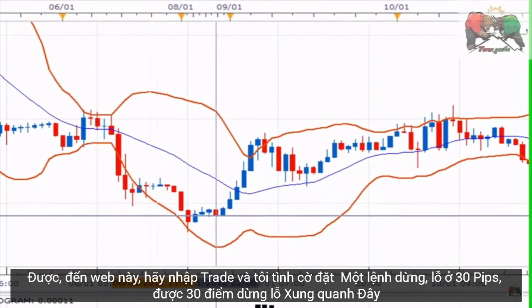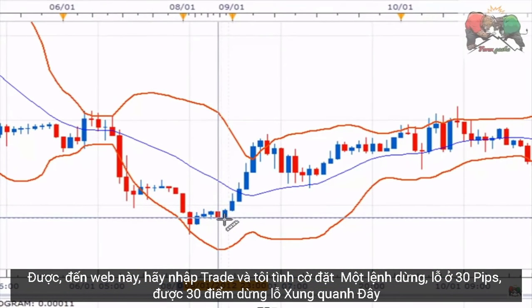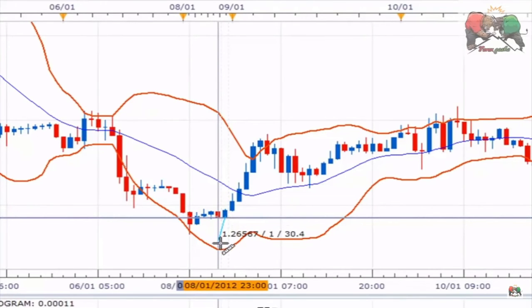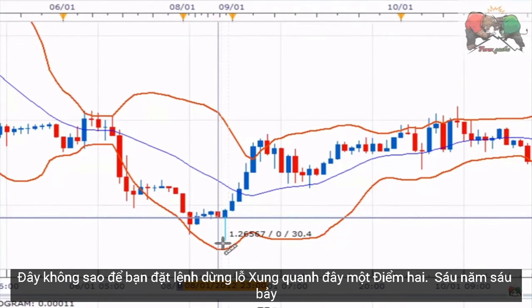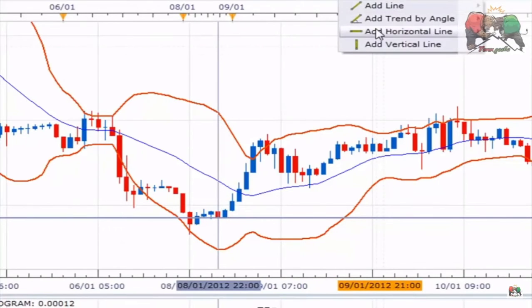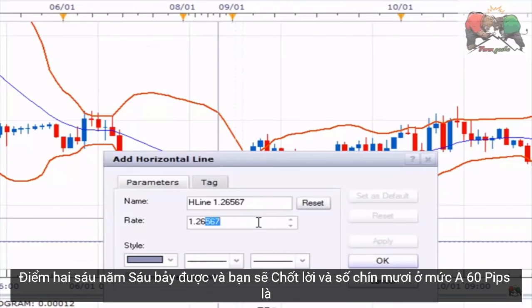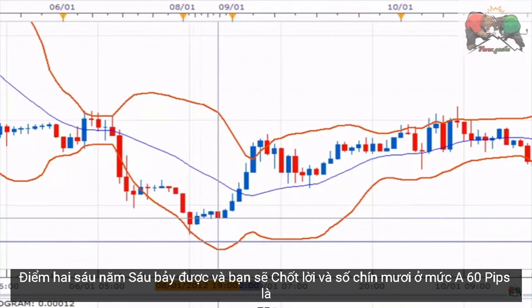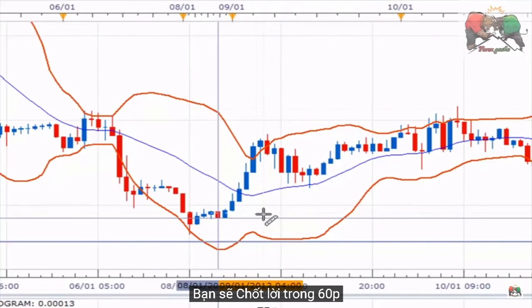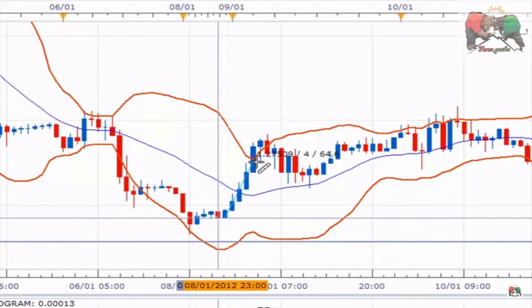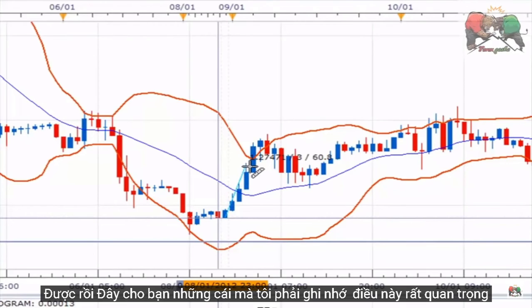And what happened? We place a stop loss at 30 pips. The 30 pips stop loss is around here, 1.26567. And you're going to take profit at 60 pips. You see here, you already took the profit. This gives you a 1:2 risk reward ratio.